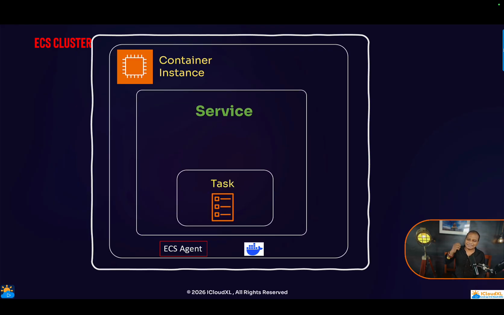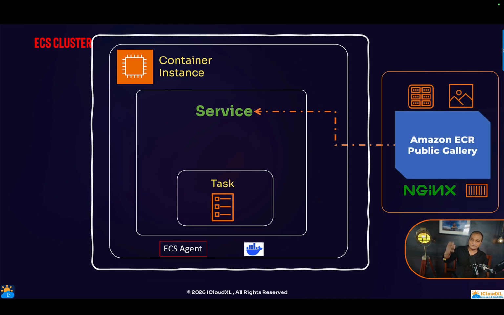The service takes input as a task definition file and pulls the image from, in this case, the Amazon ECR public library. You can pull the image from other sources as well, like Docker Hub, and Nginx also has their own site. The service pulls the image from the Amazon ECR public library in this case, but you can pull that image from another provider as well, and then it takes the task definition and executes that task.